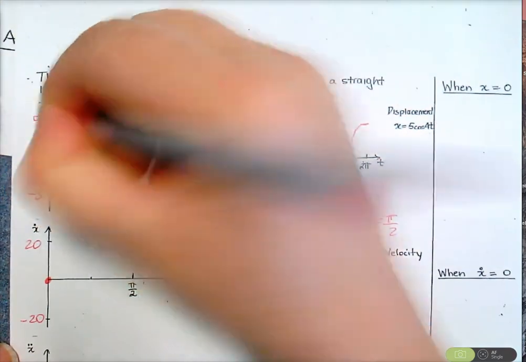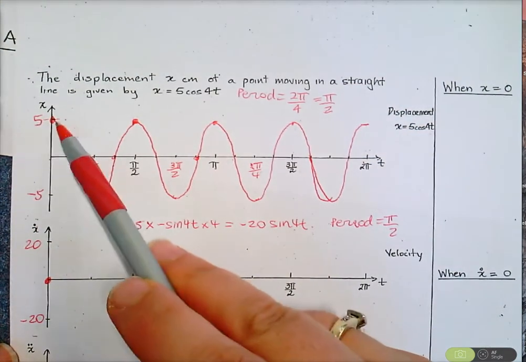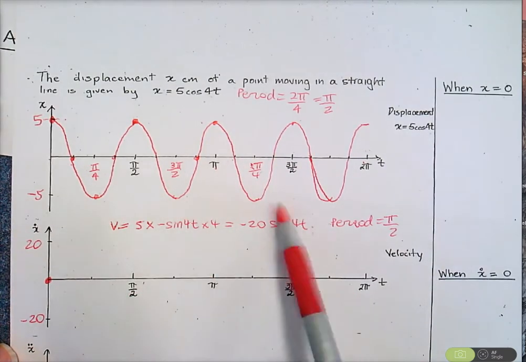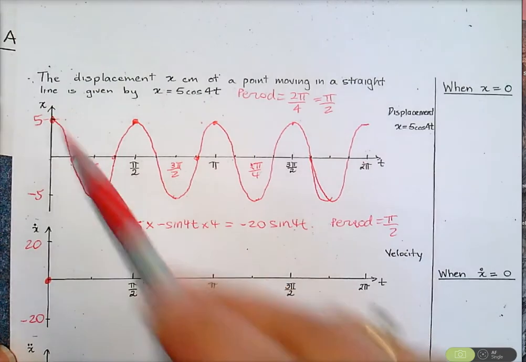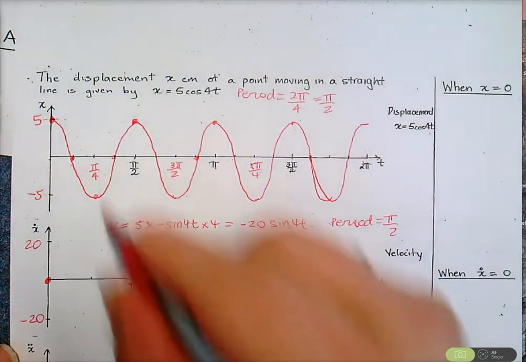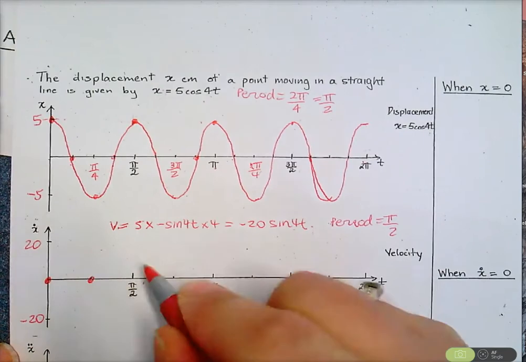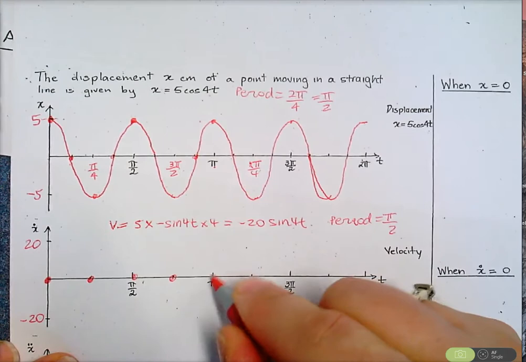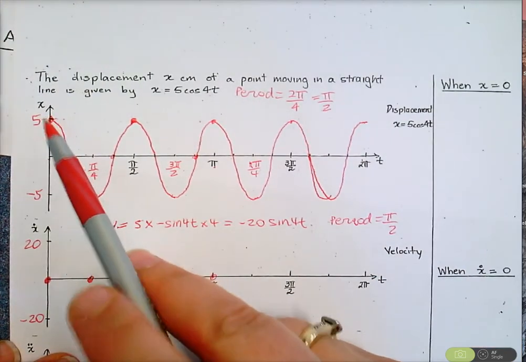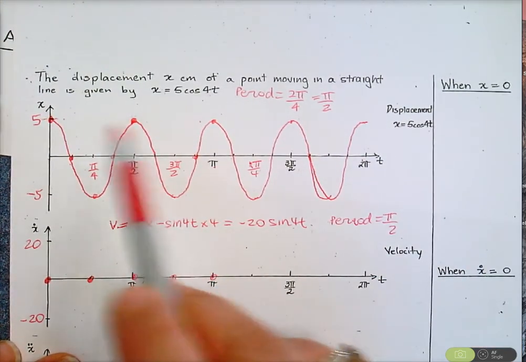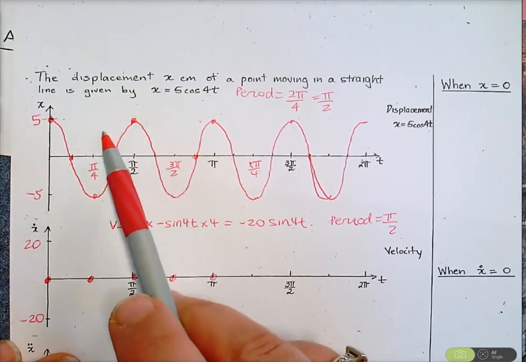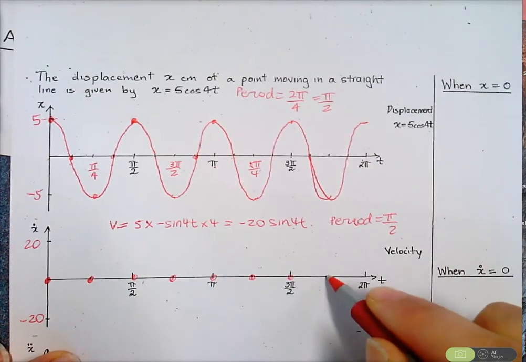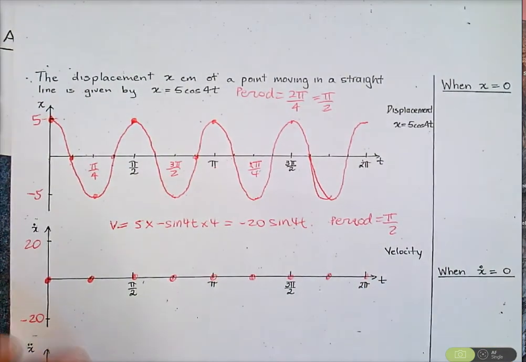You've got a stationary point up here, gradient 0, gradient 0, gradient 0, gradient 0. So at all those points, all the maxima and minima, your velocity curve passes through 0, because the first derivative of displacement is velocity. The gradient of the displacement curve is velocity. So at all those maxima and minima points, you're 0. Are we okay with that? So all those are 0.